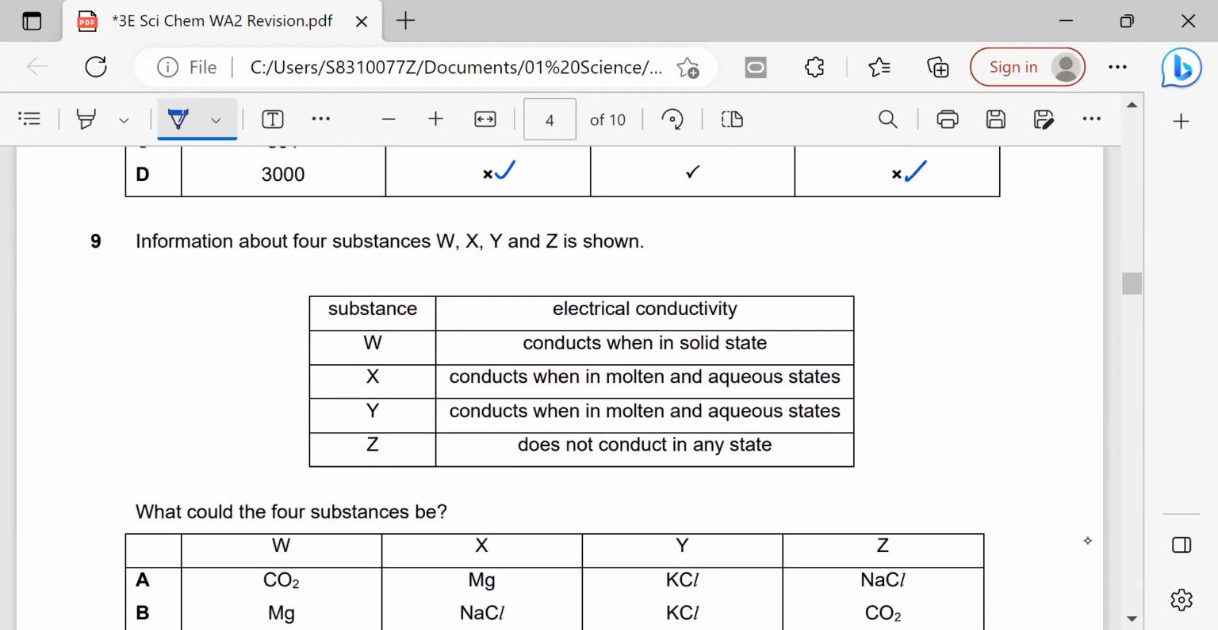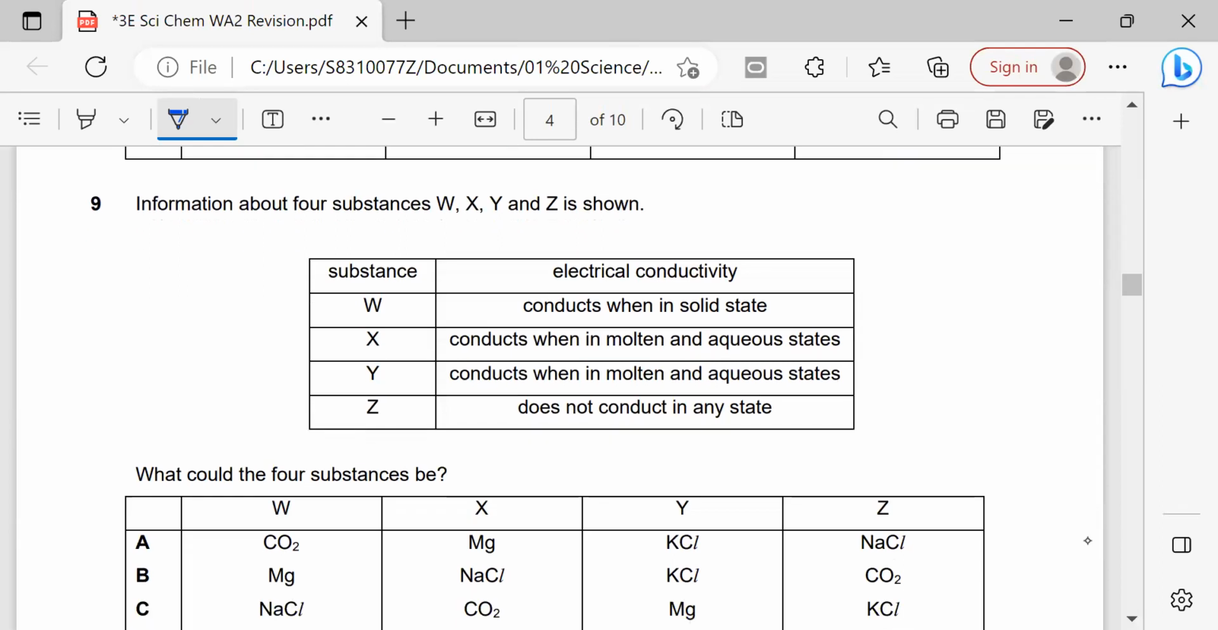And in number 9, you have got 4 substances W, X, Y, and Z, and the properties are also shown here. This is mainly on electrical conductivity. So remember, the few things that can conduct electricity will be number 1, metals. All metals can conduct electricity. And number 2, ionic compounds can also conduct electricity, but only when they are in either molten or aqueous states.